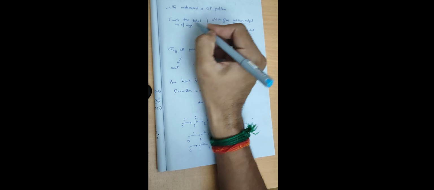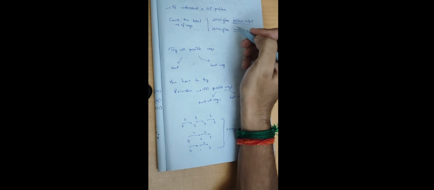Okay, let's start the 1D problem. In order to identify a DP problem, the question replicates counting the total number of ways. That means when a question tells you to count the total number of ways, it may ask for the minimum output or the maximum output. The question would mention that we have to return the minimum as a result, or give the result as the maximum. For that, you have to try all the possible ways.